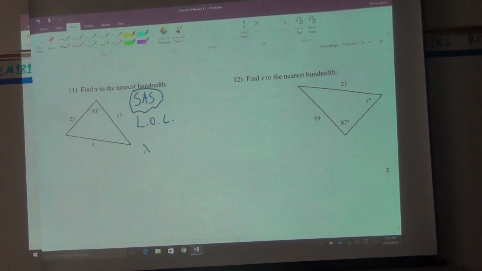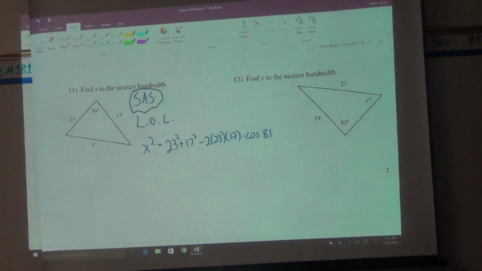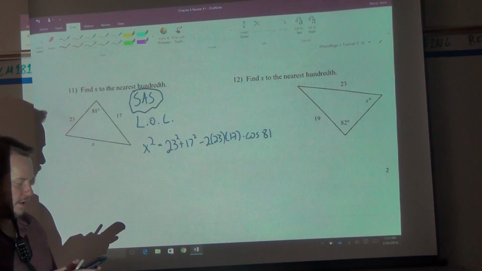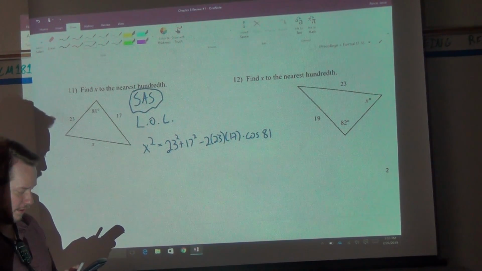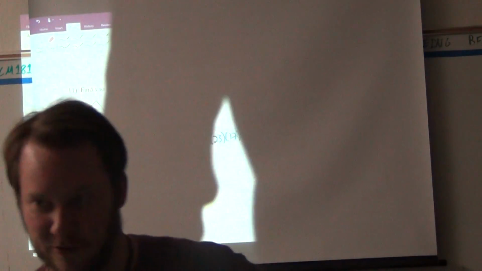X squared equals 23 squared plus 17 squared minus 2 times 23 times 17 times the cosine of 81. The beautiful thing is you can punch this all into your calculator and then push the square root button afterwards. So we'll have 23 squared plus 17 squared minus 2 times 23 times 17 times the cosine of 81. I'm getting a number 695. Is that consistent with what you're getting? Yeah.